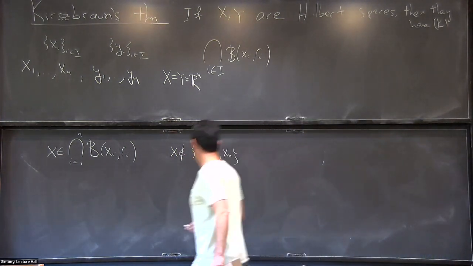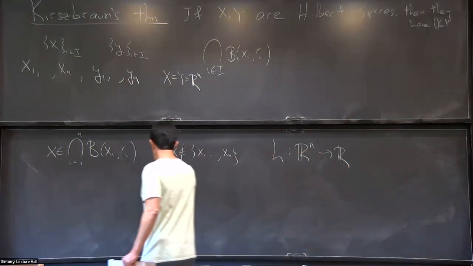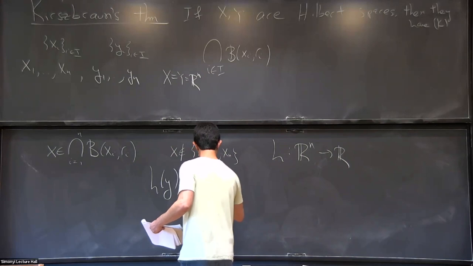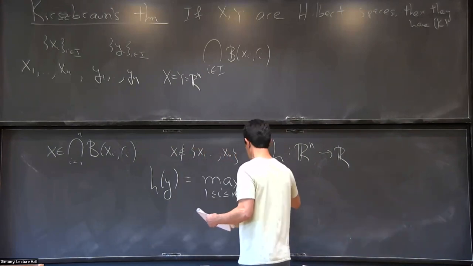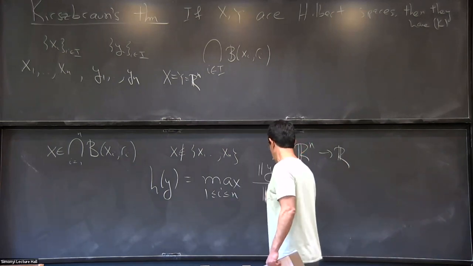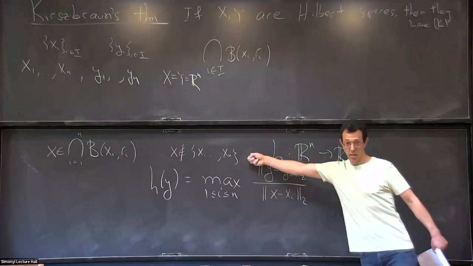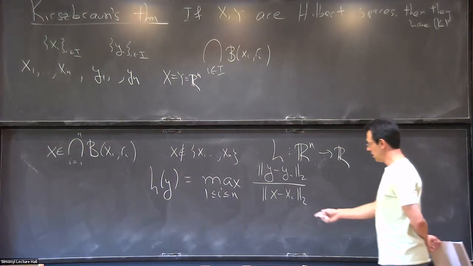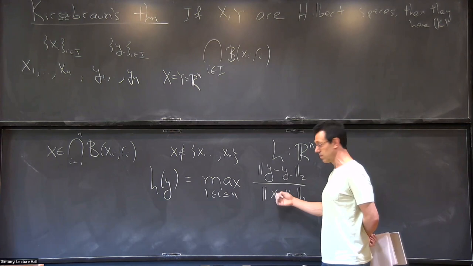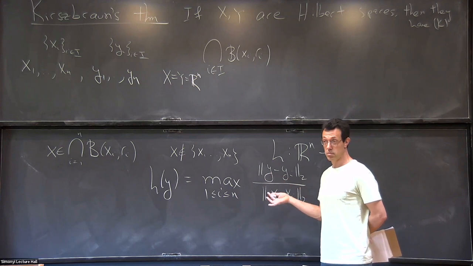Then define a function h on R^n by h(y) is the maximum, i goes from 1 to n, of the distance from y to y_i divided by the distance from x to x_i. The denominator is nonvanishing, that's why I wrote this. So this function is obviously continuous, it's a maximum of n terms. And it also tends to infinity at infinity, since the denominators are independent of y. So it attains its global minimum by compactness.